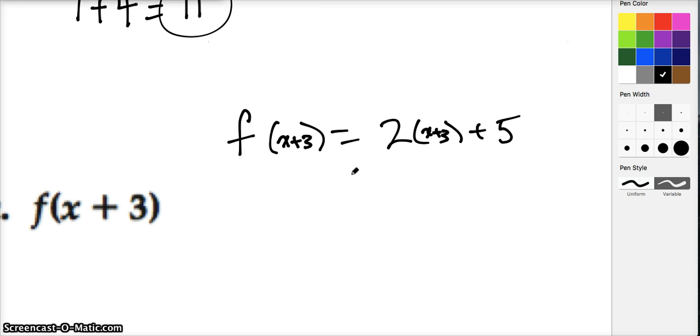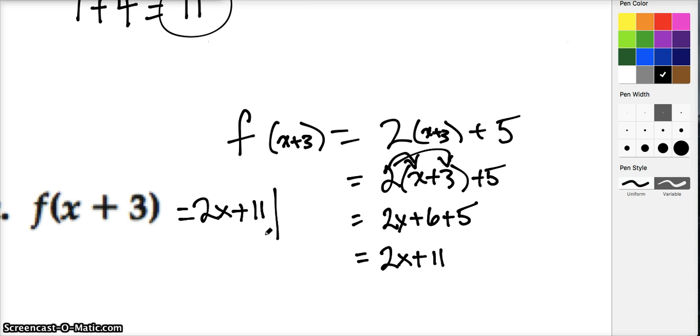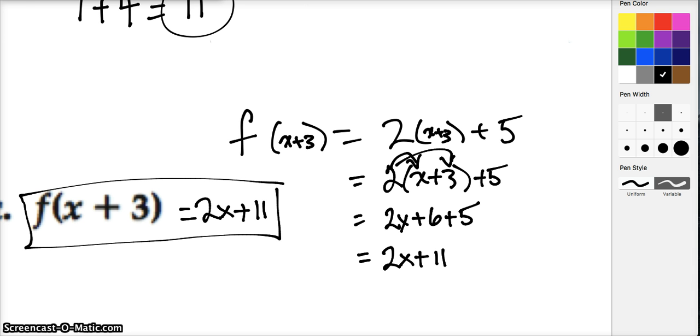So f of x plus 3 is equal to, well, I'm going to simplify this. This is 2 times x plus 3 plus 5. You guys know how to simplify. This is a little bit of distributive property, right? So 2x plus 6 plus 5, and we're going to join like terms together. 6 and 5 give us 11, and we get 2x plus 11. So the story is f of x plus 3 is equal to 2x plus 11. Not too bad, right?